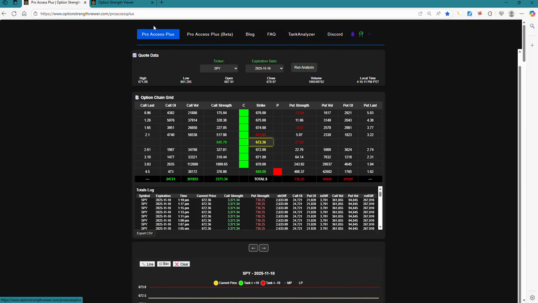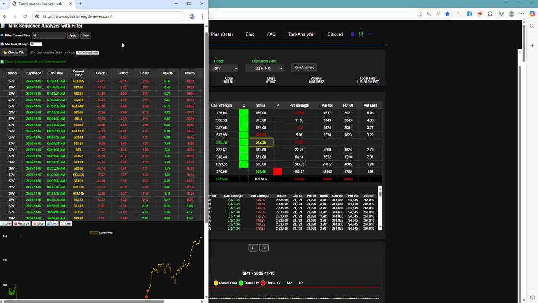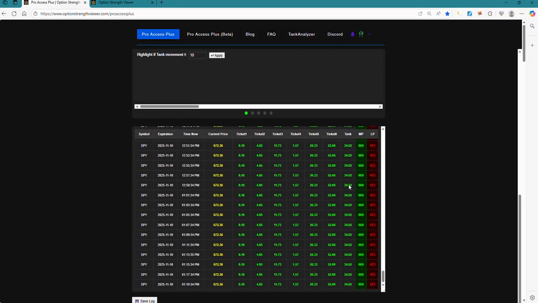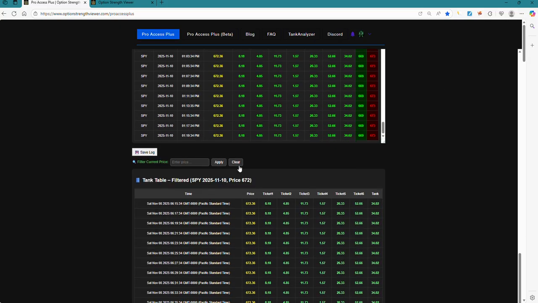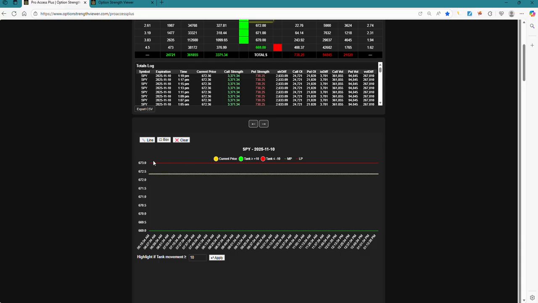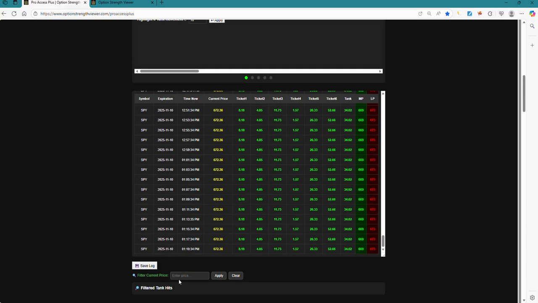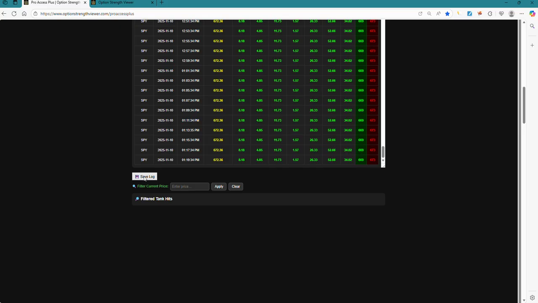So when you are on the front on the Pro Access Plus, you're going to click on the tank analyzer and you're going to download the analyzer. And once you've done that, it will look like this. Next thing you want to do is download the data. So you would download the data here. When you save log, it will go to your downloads folder.